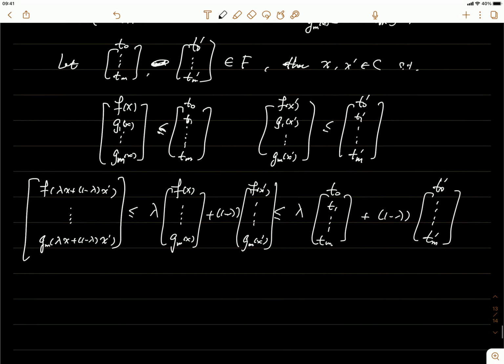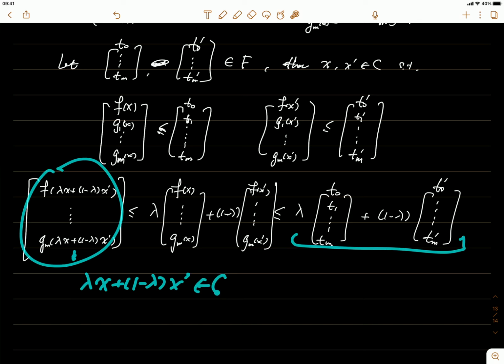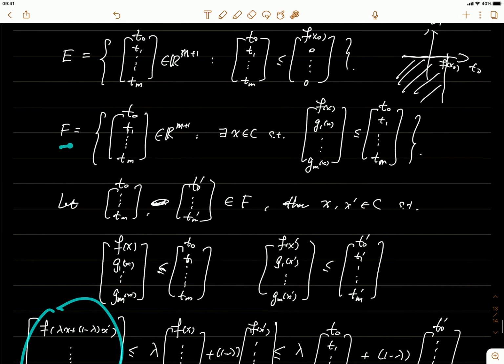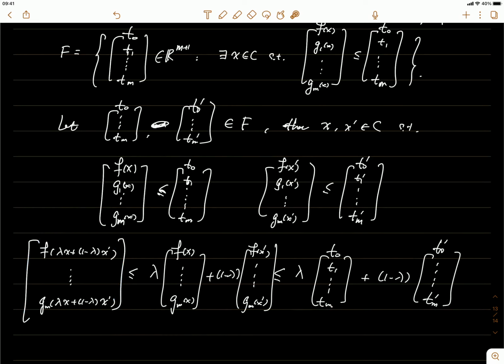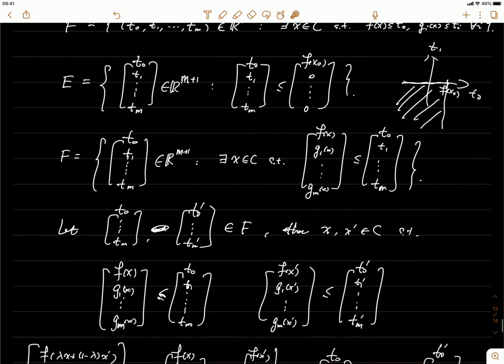Okay? So that means the right-hand side is a convex combination of the two points. And this shows that this is also greater than or equal to this. And this is like evaluating the function f and g's at the point lambda x plus 1 minus lambda x prime, and that is in C. So we do find this point such that this is greater than or equal to the function value at this point. And according to the definition of F, this point right here should be in F. Okay? And this implies that F is a convex set. So both E and F are convex sets.